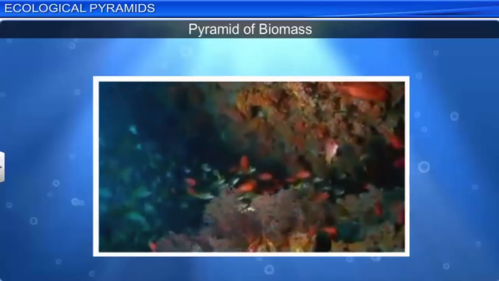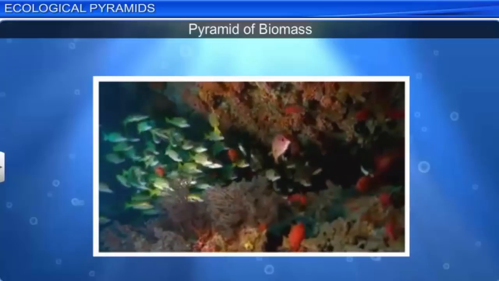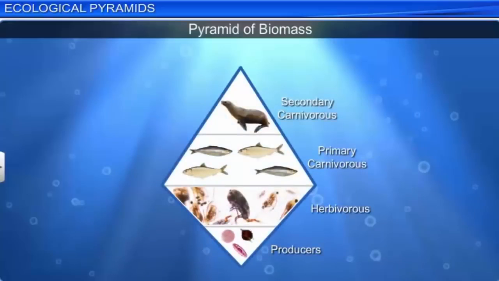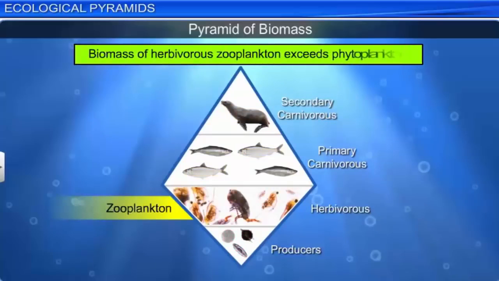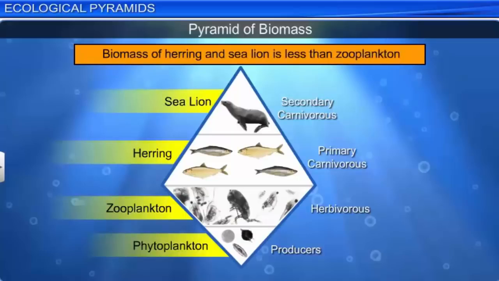However, in aquatic ecosystems like the ones found in the North Pacific Ocean, the pyramid of biomass is spindle-shaped, as the biomass of zooplankton exceeds that of the producers or phytoplankton, while the biomass of primary and secondary carnivores such as herring and sea lion gradually decreases as they are fewer in number compared to the zooplankton.